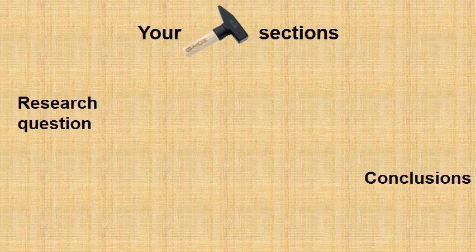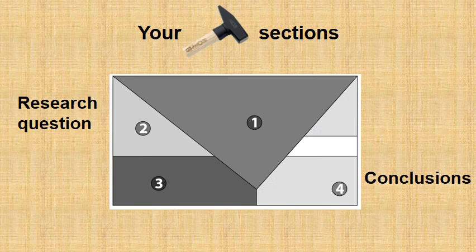Okay, let's look now at what I call the hammer sections. After your title, the most powerful sections on your poster are the research question and conclusion sections. This is where the audience gets what you are doing and what your findings are. And let's look at where most researchers put these two sections. The research question section goes to field number 2, while the conclusion section, your powerful section, is usually placed in the least visible section of your poster, section number 4.